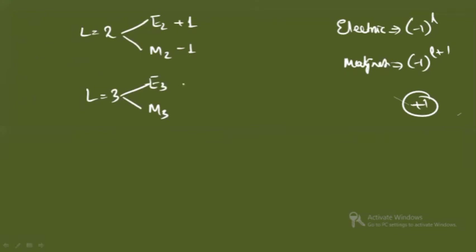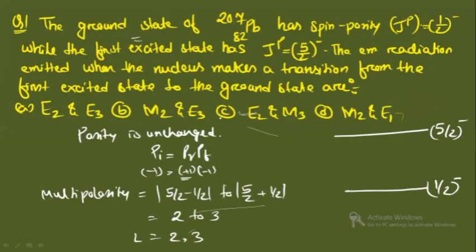Again, in the L equals 3 case, E3 gives -1, and M3 gives +1. So what type of radiations will be emitted? E2 and M3. Therefore the answer is E2 and M3. Now let's check the options. Option C is the correct option here. This is how you can find the radiation emitted, or sometimes you might be given the allowed multipoles. You just have to check the multipolarity and parity.